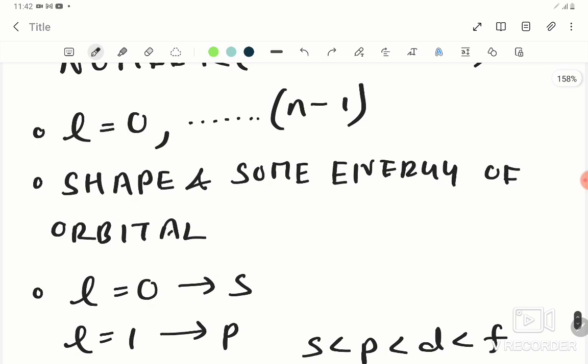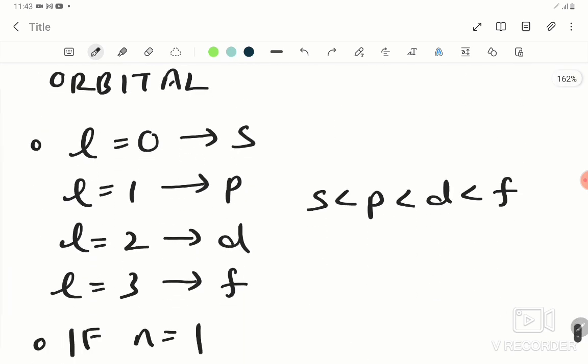Guys, angular quantum number tells us about shape and some part of energy of orbital. तो guys ये shape कैसे बताता है उसको पहले देख लेते हैं. Guys, if the value of angular quantum number L is 0, it signifies that it is s orbital. If L is equal to 1, then it means that it is p orbital. For L is equal to 2, the orbital is d orbital. And finally, if L is equal to 3, then the orbital is f orbital.